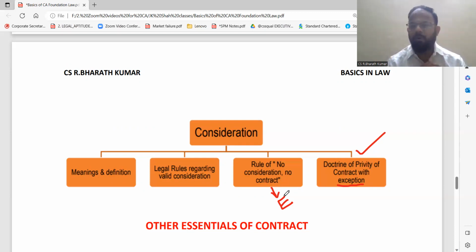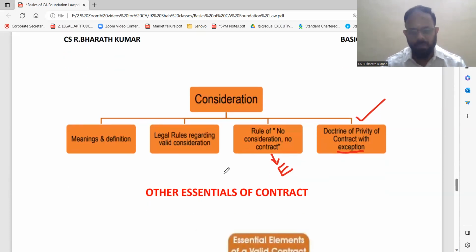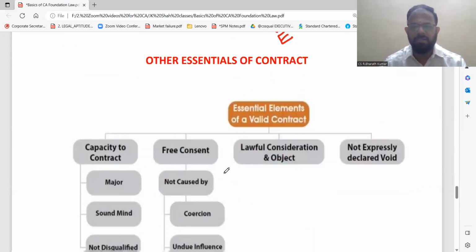There are 7 points on the exceptions to nudum pactum. Another is the doctrine of privity of contract. That means when A and B are entering into a contract, C, who is a stranger to the contract, cannot file a case or sue a party to the contract. But there are exceptions, where even a stranger to a contract can sue a party to the contract. So there are various examples and exceptions on it. So that is going to be for consideration.